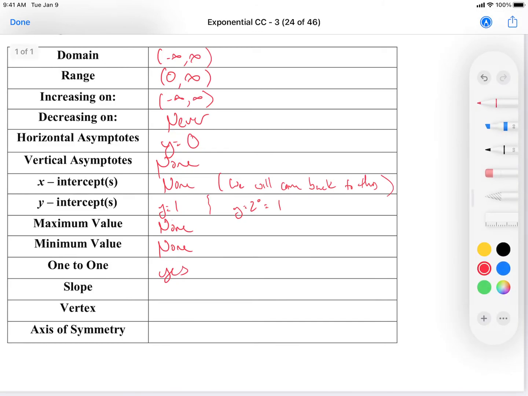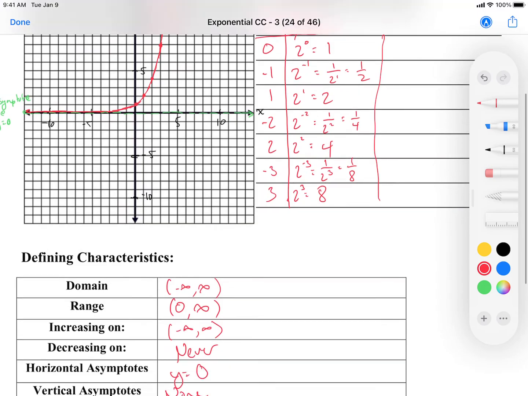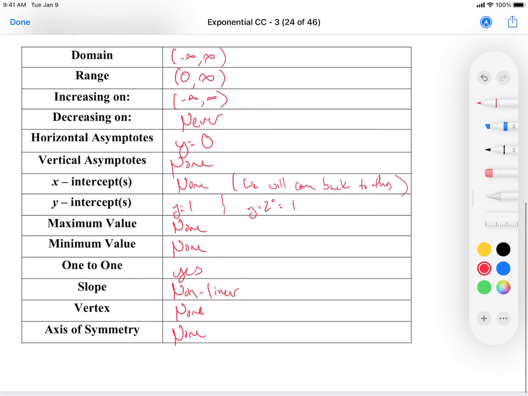For slope, just like normal, it's nonlinear. Vertex, unfortunately, there is no h and k in this one. There's no vertex at all. Nothing in here acts like a vertex. The y-intercept is probably going to be our most intriguing thing, but we'll talk about that later. Axis of symmetry, this thing is clearly non-symmetrical. And that's kind of the gist of this.